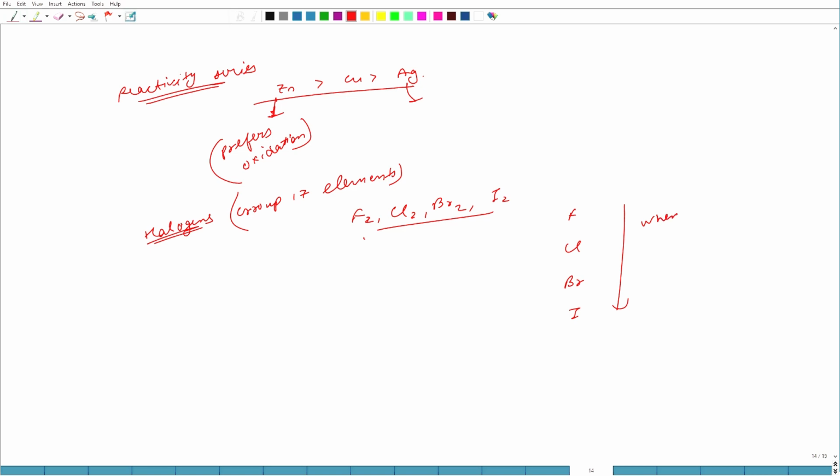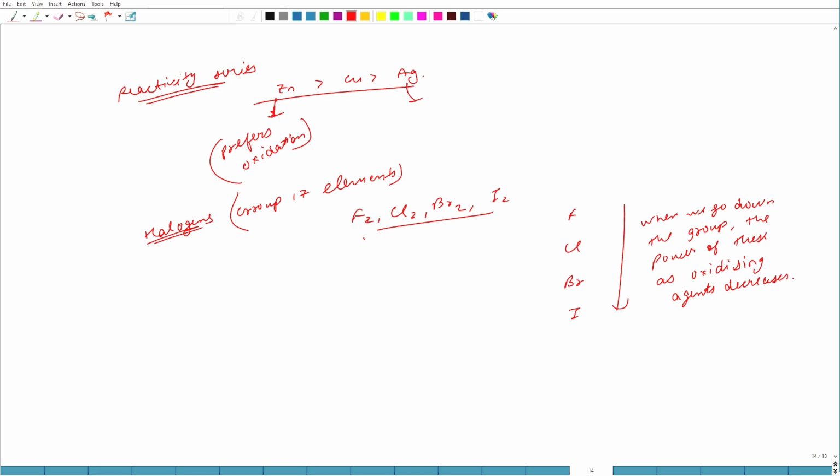When we go down the group, the oxidizing power of the halogens as oxidizing agents decreases. Now, what does it mean?